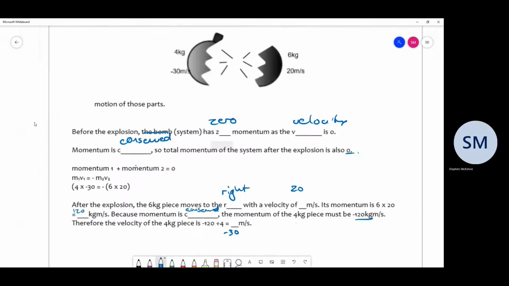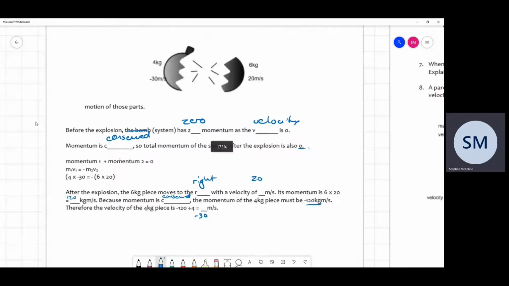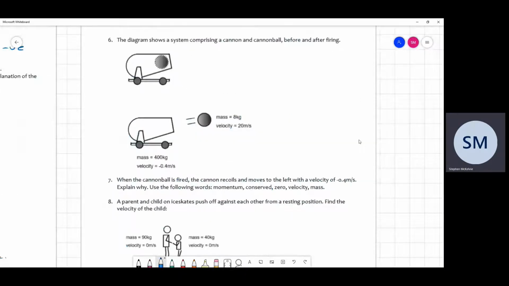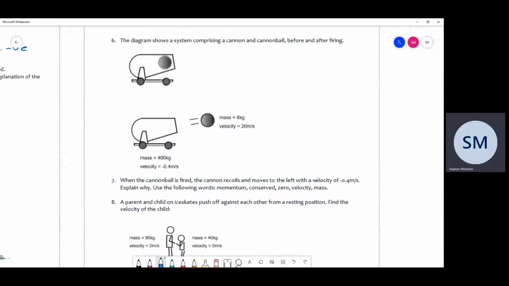The diagram shows a system comprising a cannon and cannonball before and after firing. When the cannon is fired, the cannon recoils and moves to the left with a velocity of minus 0.4 meters per second. Explain why using the following words. Momentum is conserved, so the momentum before must equal the momentum afterwards.